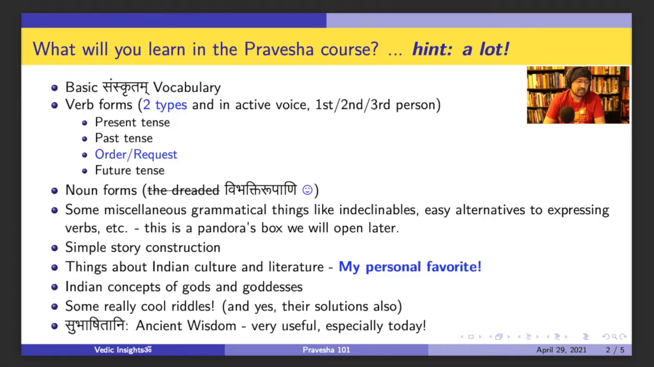And finally, there is Subhashitani. I think this one is very useful, especially today. I'm actually realizing that some of these are applicable to me as I conduct my day-to-day activities and look at various complicated situations that life puts you in. So those are the things that broadly this course covers. Every chapter will be broken out into all of these things. Not an overwhelmingly large amount of information for every chapter, but at the end of the Pravesha course, you will realize that you've actually picked up a lot. So yeah, that's the overview of the course.